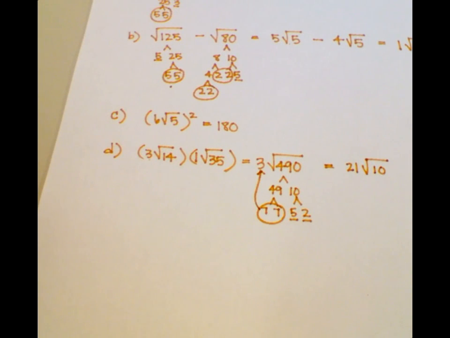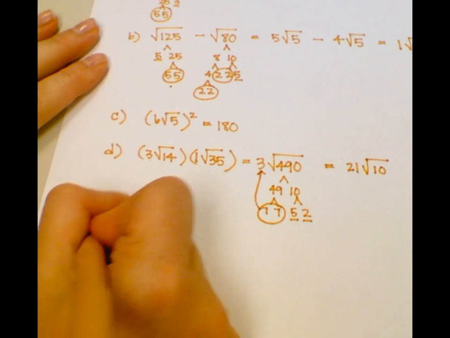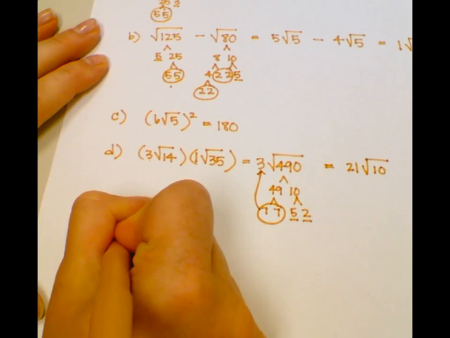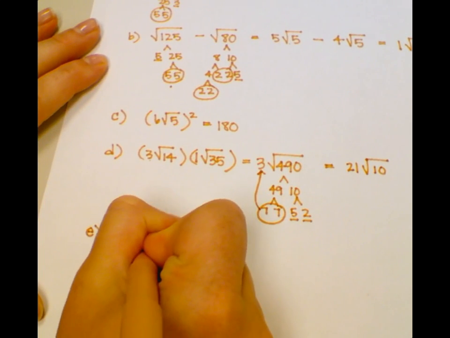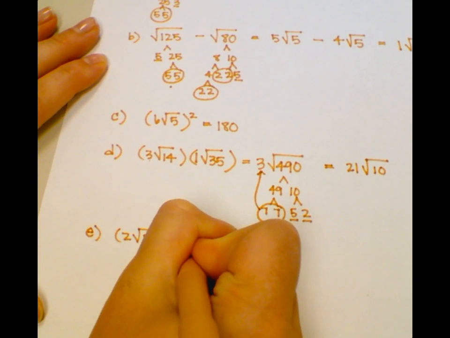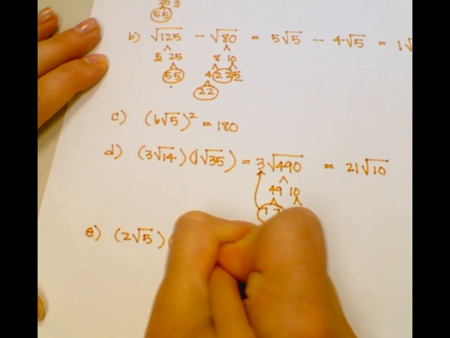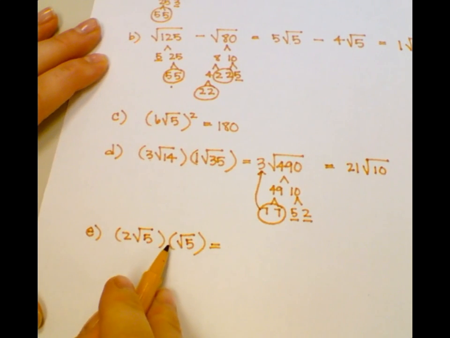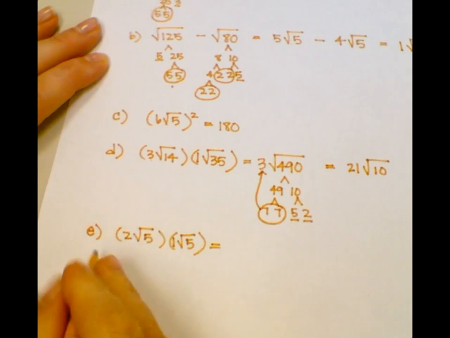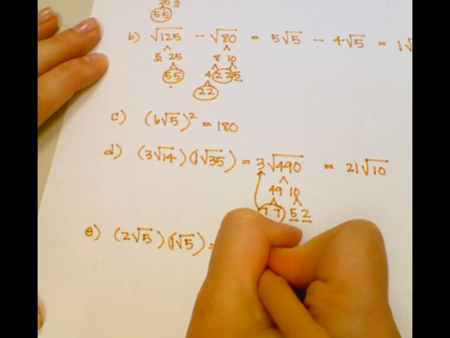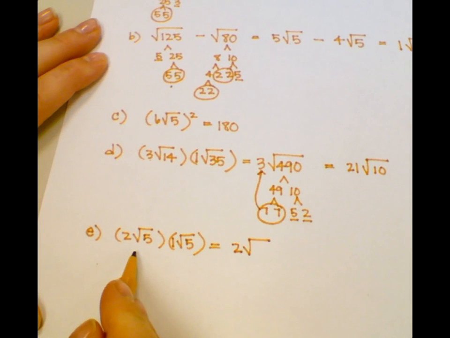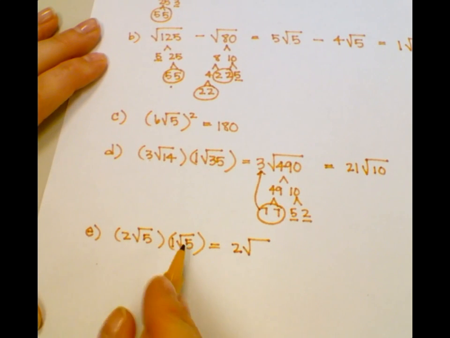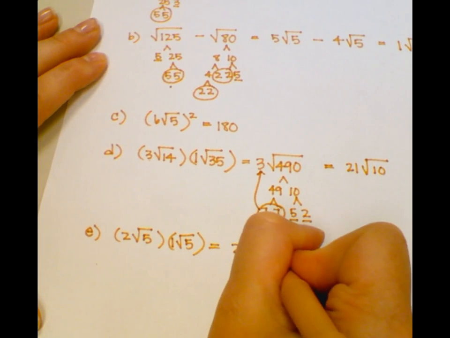We never did something like that before. All right, let me show you just kind of a weird one, and then I'll stop. 2 radical 5 times radical 5. Again, multiply like terms. What's in front of here that you don't see? Yes, a 1. So 2 times 1 is 2. Now remember, when you're doing the radicals, just multiply the numbers. What's 5 times 5? 25.